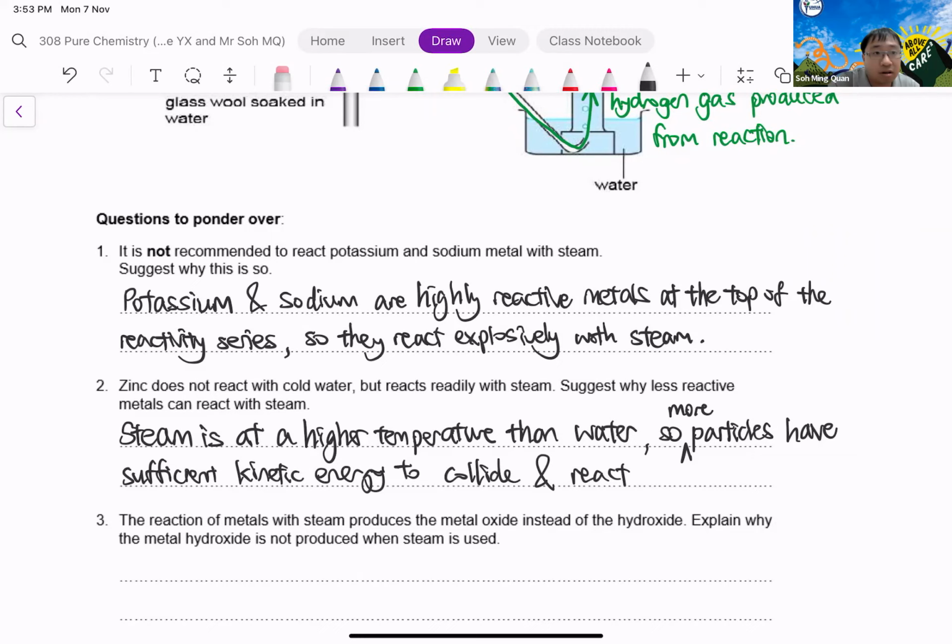That's why they react. Okay, so usually, right, the less reactive metals, they actually need more energy. The particles in the less reactive metal, they require more energy to react. So by providing steam, you are providing a higher temperature, which equates to more energy.